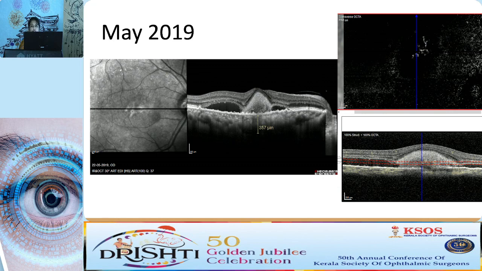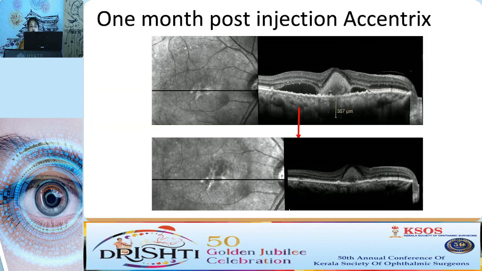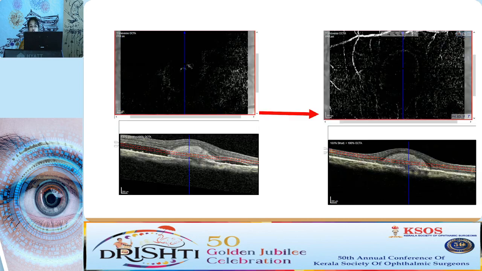So at that point, we just repeated the OCTA. The network showed a slight increase. Considering the increase in network, we gave 1 injection of Accentrix. There was good resolution of subretinal fluid, but the fibrin remained. As we know, fibrin will take a long time to resolve, but he had good visual improvement, and this is the OCTA pre and post injection, which showed good resolution of the network.